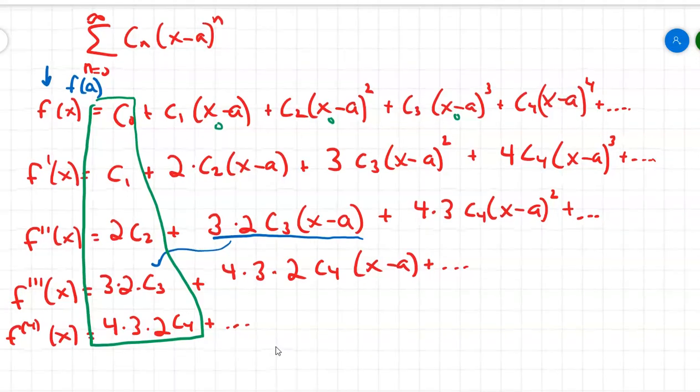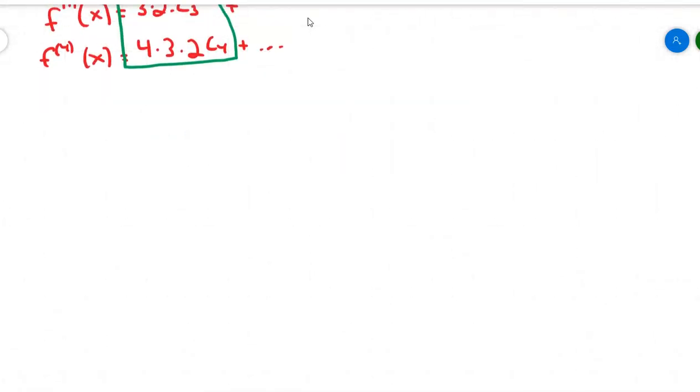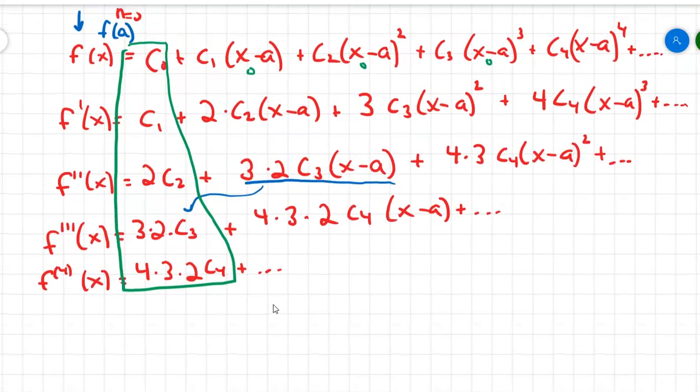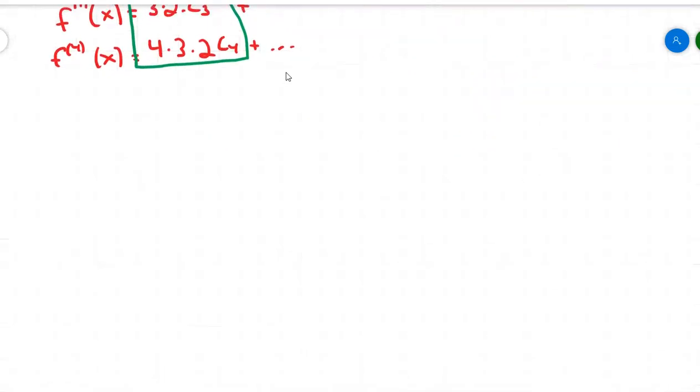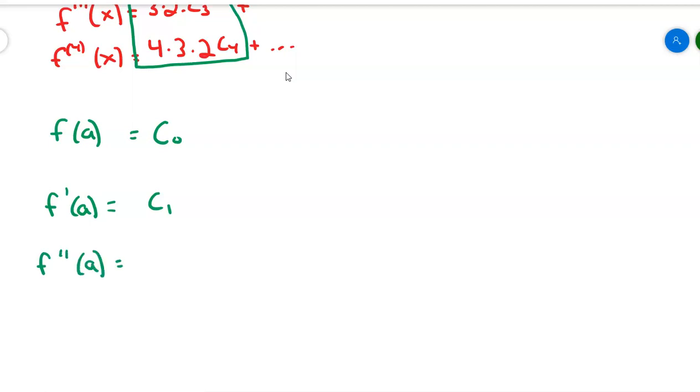So here, let's move this up and rewrite everything in terms of a. If I go back to where I started, f of a is going to be c sub 0, and f prime of a is going to be c sub 1. So f of a is c sub 0. f prime of a is going to be c sub 1. f double prime of a then will be 2 times c sub 2.